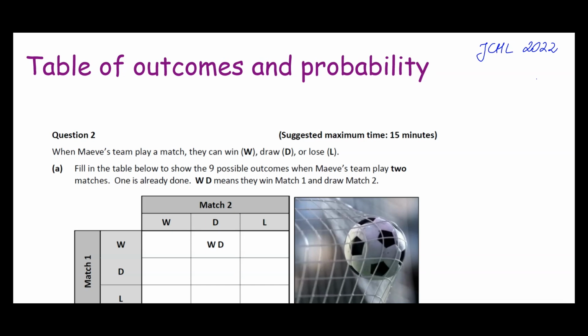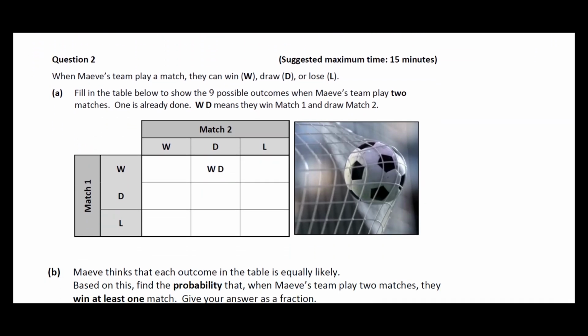So let's have a look at table of outcomes and probability. Let's see the story in this question. When Maeve's team play a match, they can win, they can draw, or they can lose. Yeah, that's how it is, isn't it, in life, in any game. Fill in the table below to show the 9 possible outcomes when Maeve's team play 2 matches.